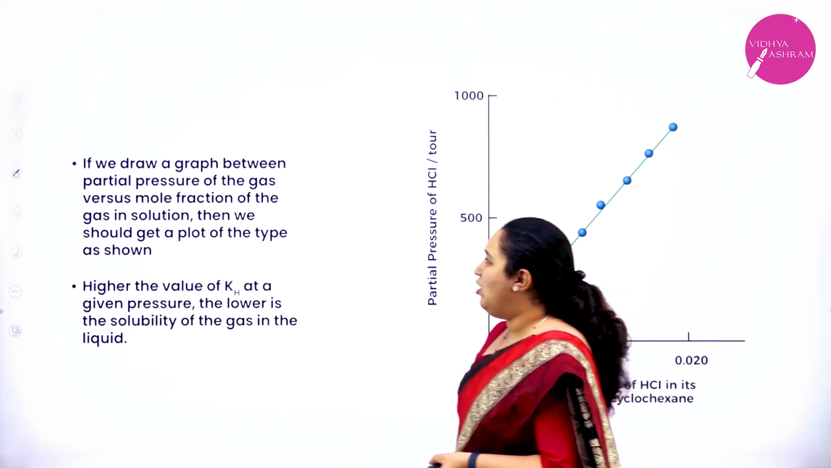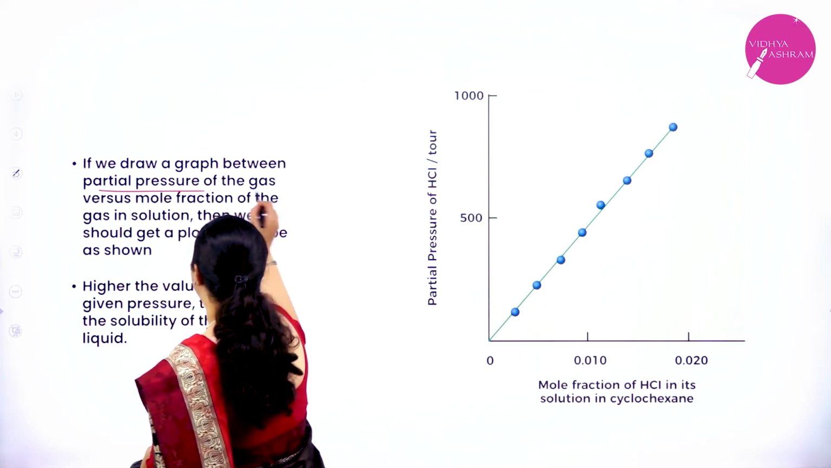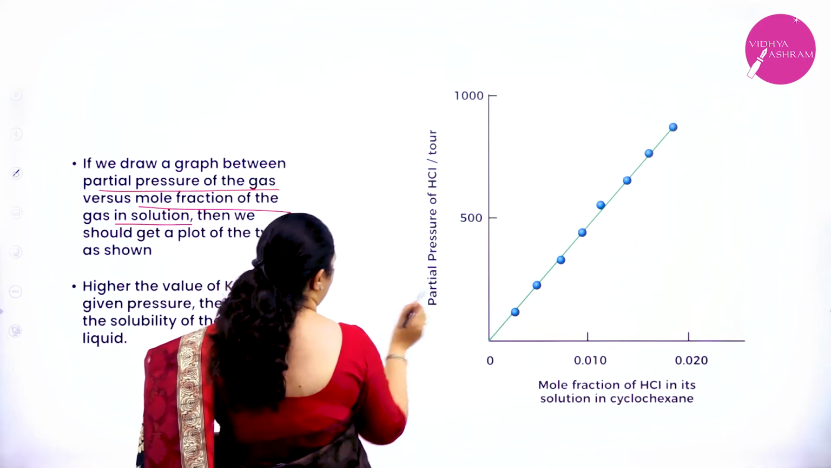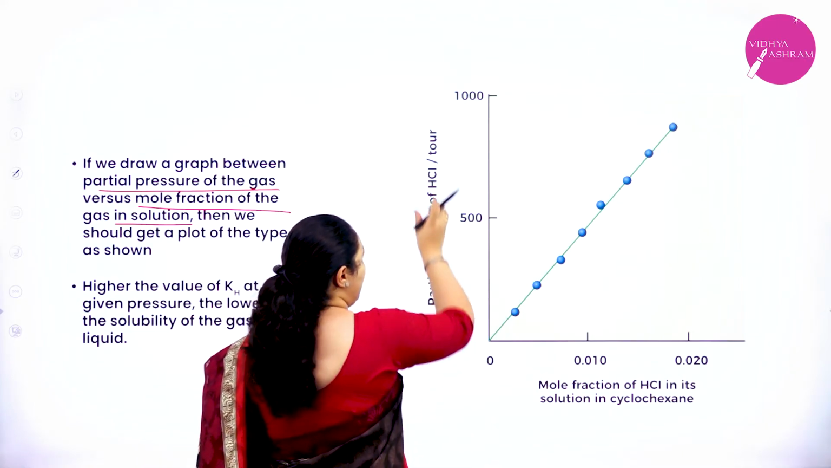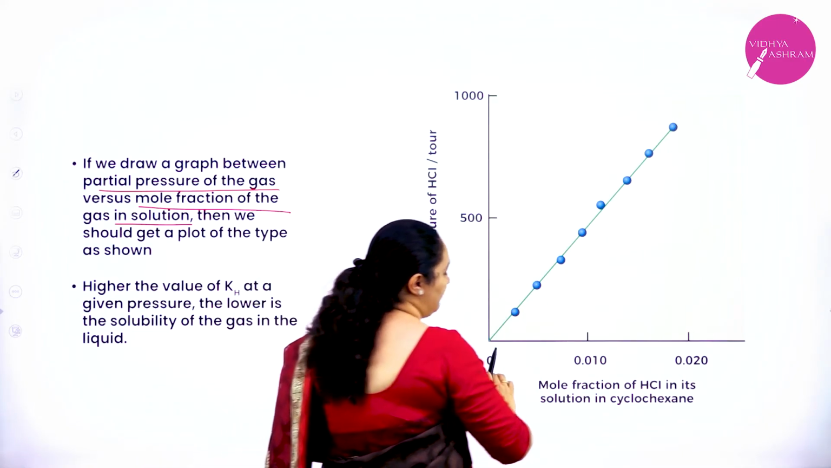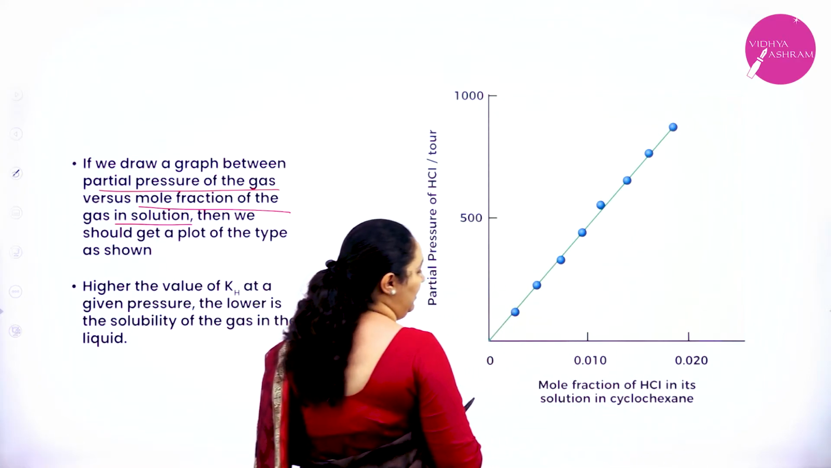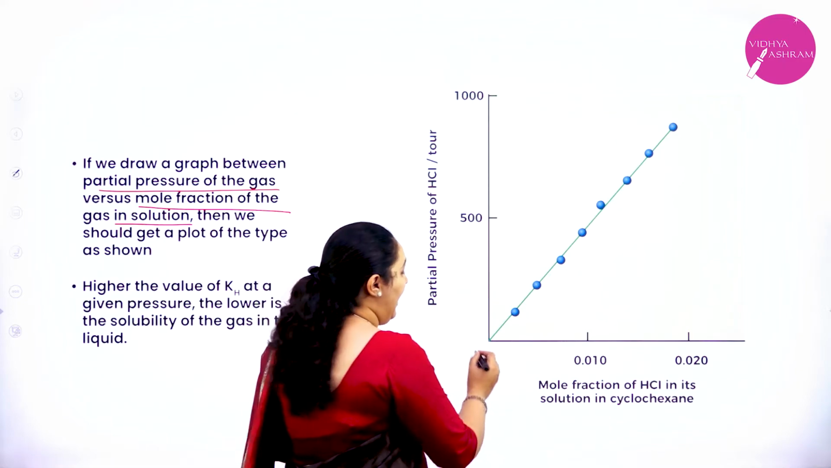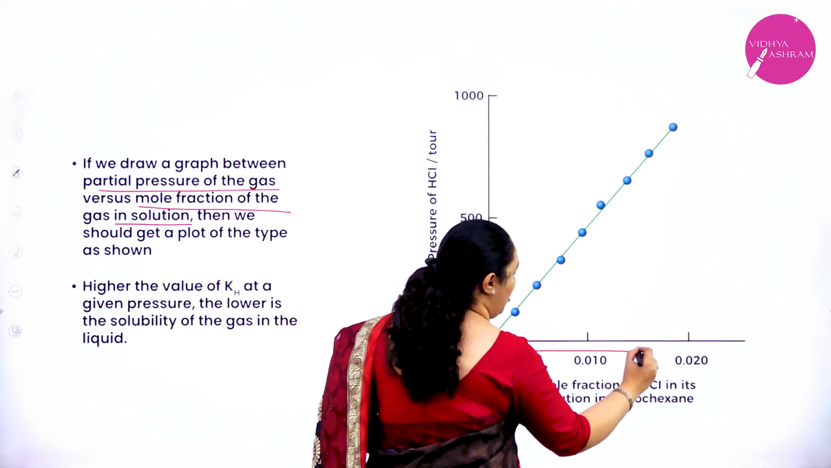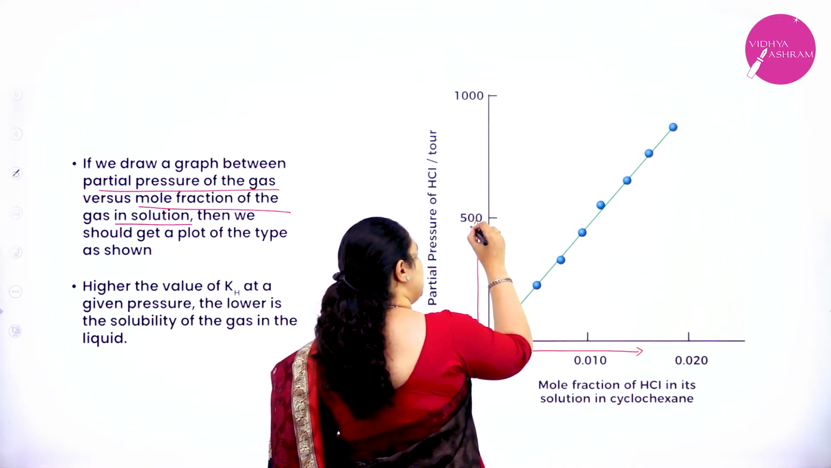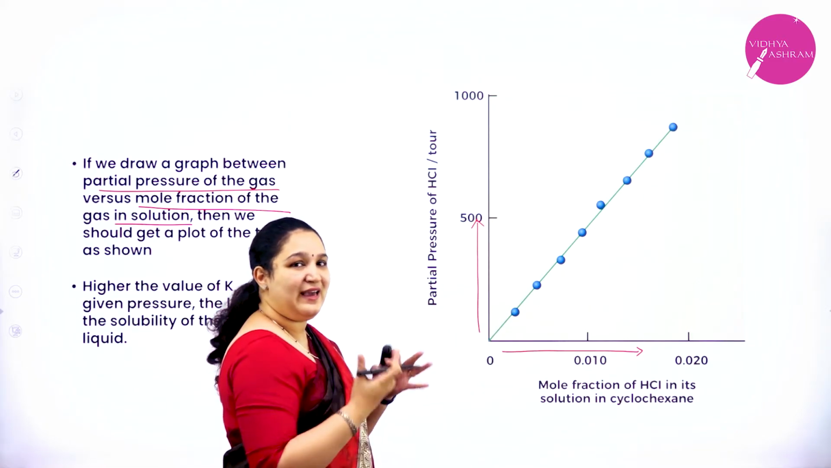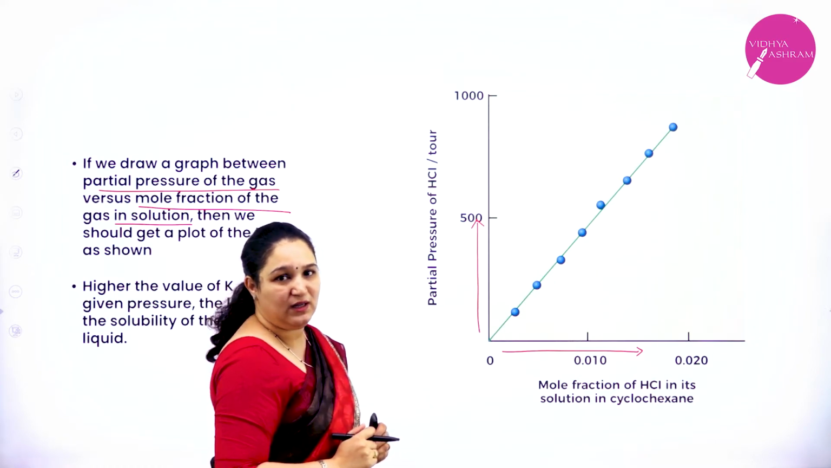We'll see it with the graph now. If we draw a graph between the partial pressure of the gas versus the mole fraction of the gas in solution, it should be like this. We have taken the partial pressure of HCl and the mole fraction of HCl. Then we should get a straight line. That means as the mole fraction goes on increasing, the partial pressure also goes on increasing. It means they are directly proportional to one another.